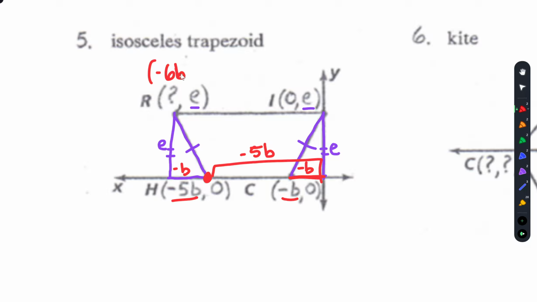Oh, I'm seeing some confused eyes. Negative 5B is this point right here. So that means this entire length from the y-axis to that point is negative 5B. I'm adding on this section right here, which is a negative B. So in total, that's a negative 6B. Does that make sense? Okay, one more.